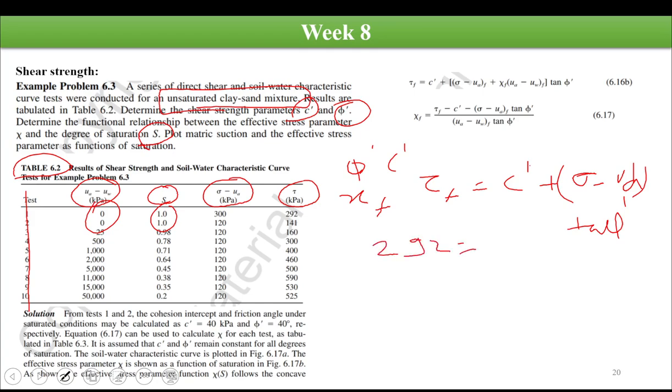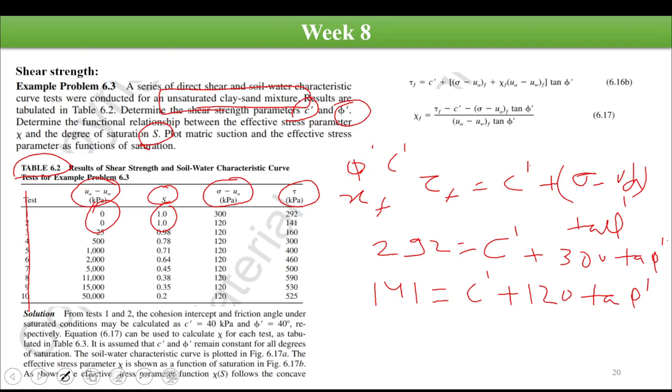will be equal to c dash, c dash is unknown, plus sigma minus ua is 300, tan phi dash. This is one of the equations, and the second equation will be 141 equal to c dash plus the value of sigma minus ua is 120, tan phi dash. So now we will need to solve it. For solving it, we can just subtract these two equations and then we'll obtain the value of phi dash.